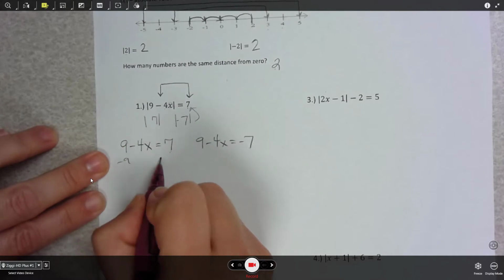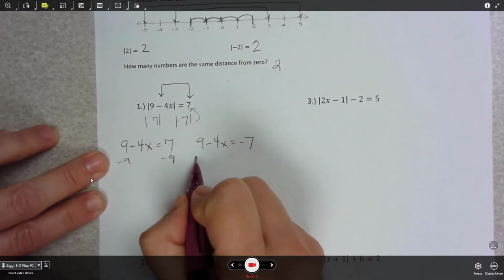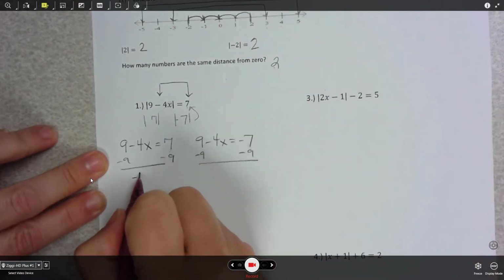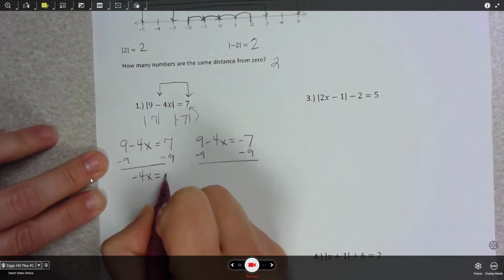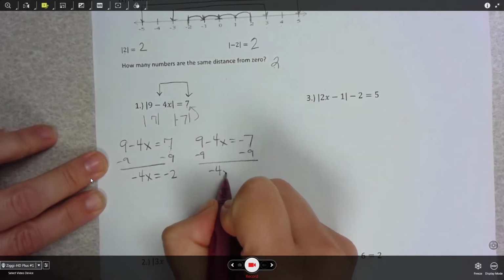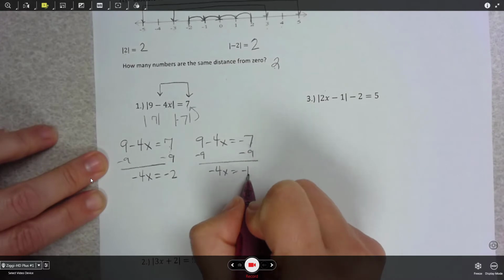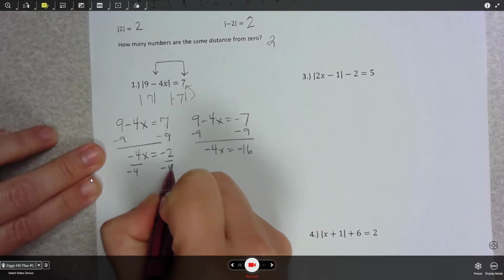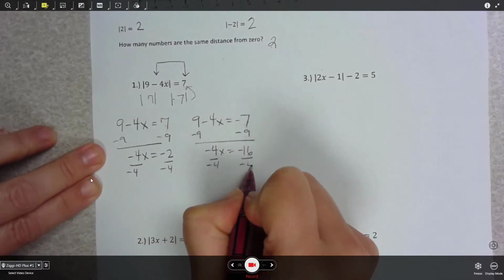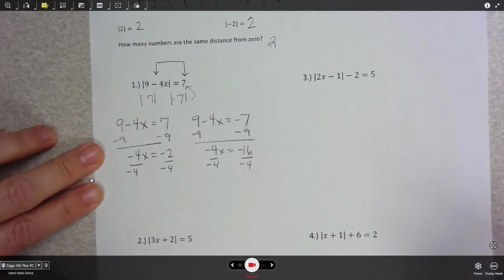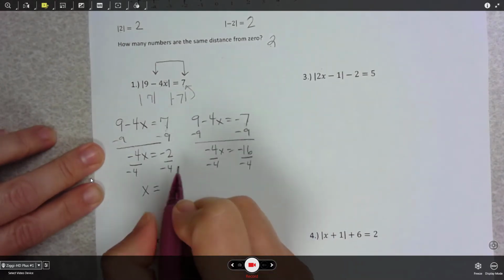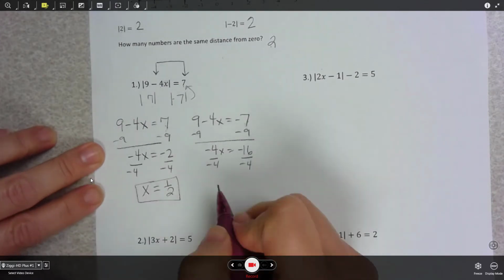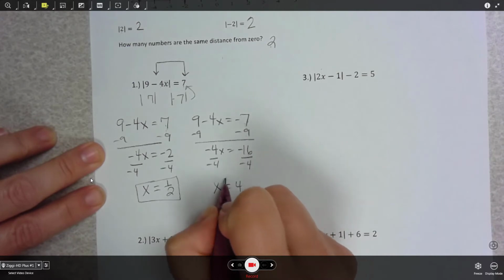We're going to subtract 9. When you solve these, you should solve them the same way, so I like to do everything at one time. I'm going to subtract 9 from both sides. 7 minus 9 is negative 2. Over here, negative 7 and negative 9 make negative 16. Then I'm going to divide them both by negative 4. The solving part should always be the same. That leads me to x equals 1/2. Make sure you always write your fractions in their smallest form. And then here, x equals 4.